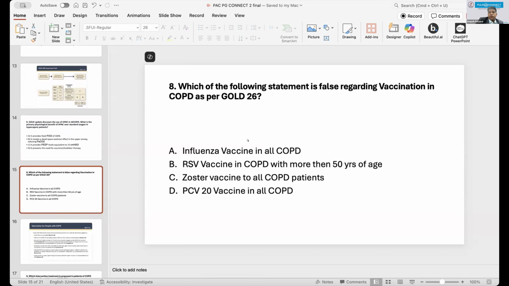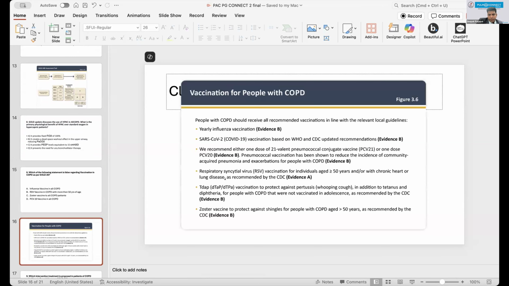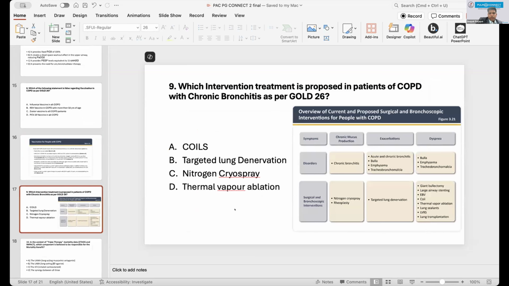Then the question is, which of the following statements is false regarding the vaccination in COPD? The right answer, the false statement, is the third one, that the zoster vaccine is given to all patients. However, the zoster vaccine to prevent shingles is for people with COPD aged more than 50 years, not in all the patients. Then the question was on intervention treatment for chronic bronchitis. In chronic bronchitis, the nitrogen cryospray is recommended.